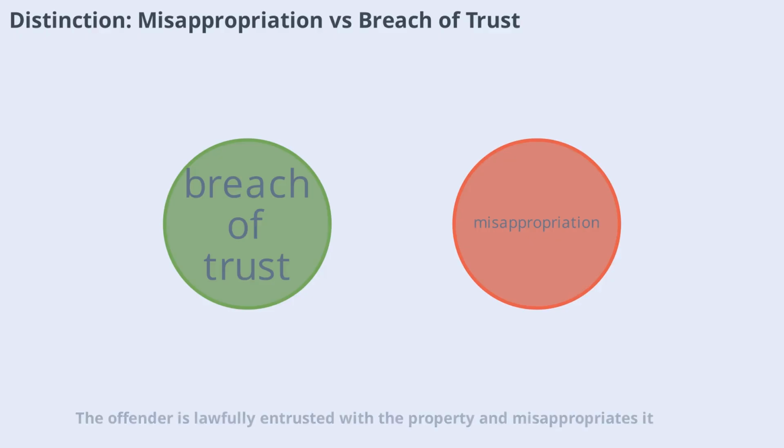The offender is lawfully entrusted with the property and misappropriates it, whereas misappropriation can occur through accident or causality. Breach of trust applies to both movable and immovable property, while misappropriation is limited to movable assets. Understanding these distinctions clarifies legal responsibilities and helps prevent abuse.